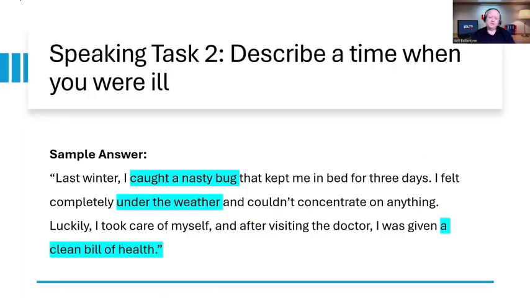So, this is three idioms in this sample. I caught a nasty bug, I caught the flu or some minor illness, I felt completely under the weather. I felt really ill, and I was given a clean bill of health. The doctor told me I'm fine. So that would be normal in a speaking test. And if you use them correctly, this would be good for your vocabulary mark because it's unusual to hear students that are able to use idioms correctly and certainly more than one correctly as well. So that would be good.